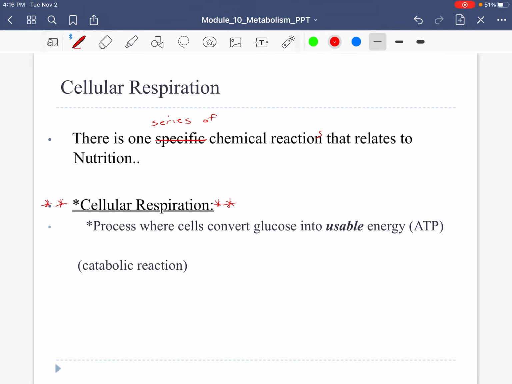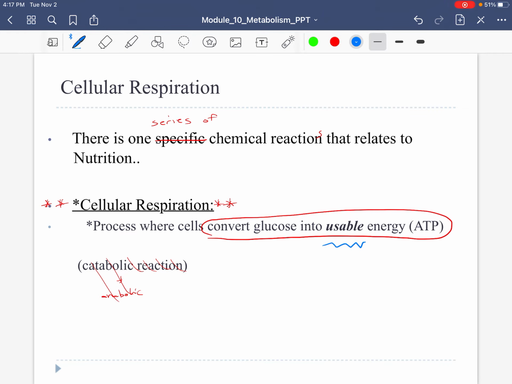Cellular respiration. Star, circle, have a party around. Cellular respiration is the chemical reactions that convert glucose into the usable energy source, ATP. Now, actually, it's catabolic, but the formation of ATP itself is anabolic. So it's a series of chemical reactions, including some catabolic and some anabolic. You don't have to know that for this part. Just be able to define cellular respiration, the process of converting glucose down into usable energy.